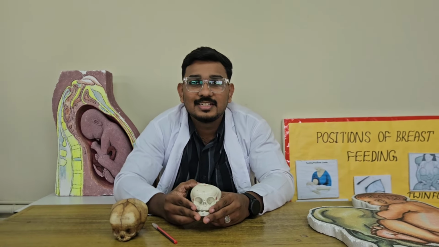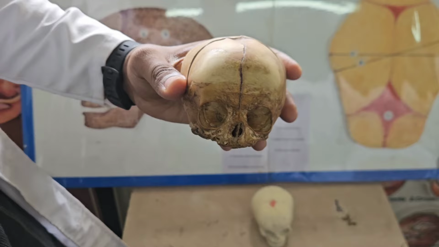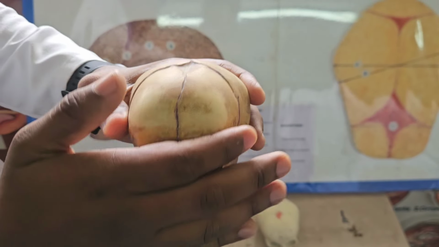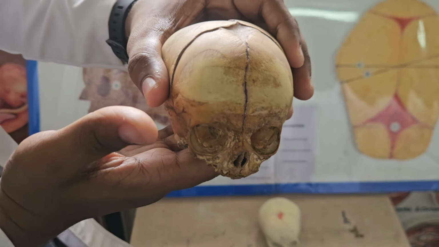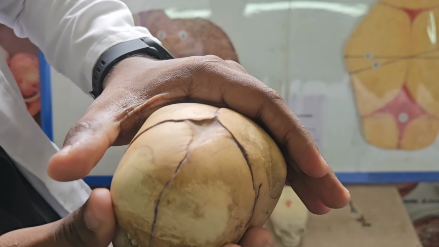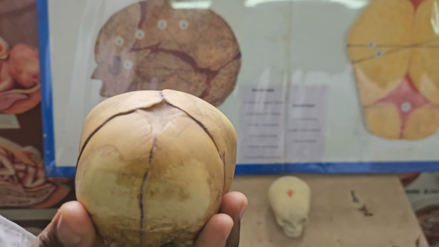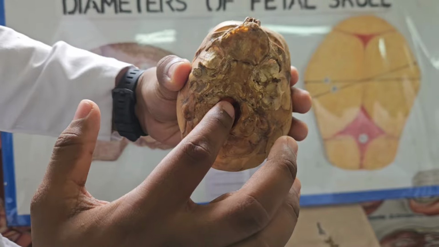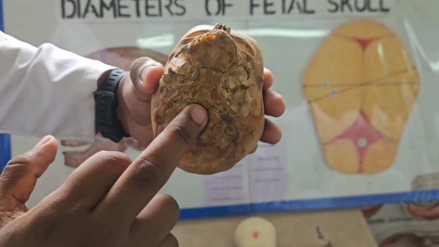Good morning. Today we are going to deal with the fetal skull. Let's start. The fetal skull consists of three parts, that is face, vault and base. Face is formed by the facial nerves and the vault is formed by cranial nerves, and in base you can see the foramen magnum where the spinal cord runs through.